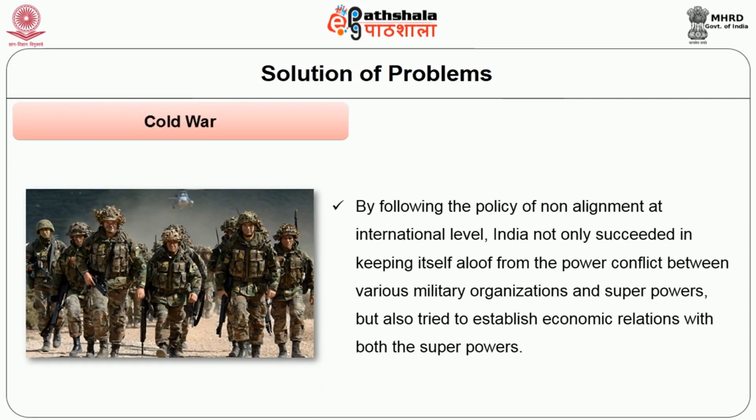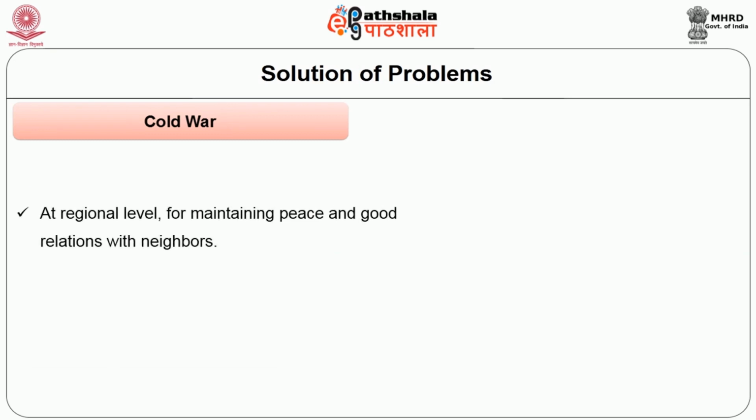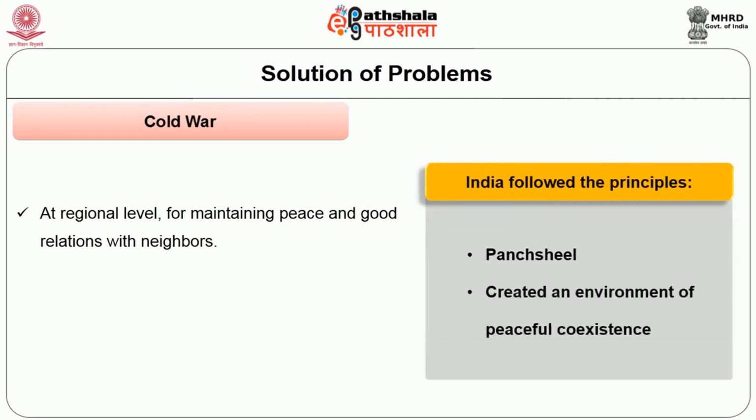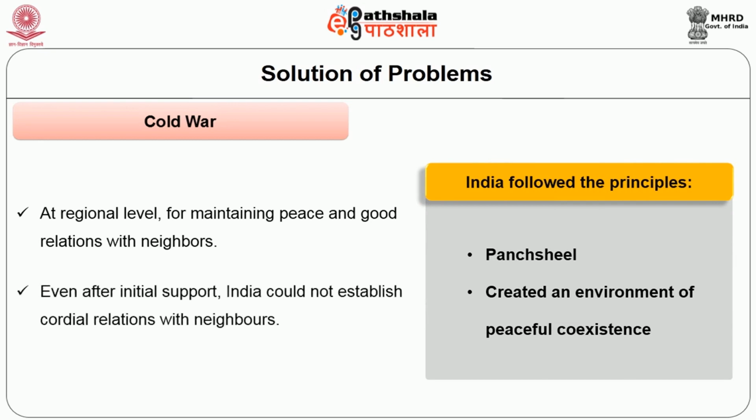Following the policy of non-alignment at international level, India not only succeeded in keeping itself aloof from the power conflict between various military organizations and superpowers, but also tried to establish economic relations with both the superpowers. At regional level, for maintaining peace and good relations with neighbors, India followed the principles of Panchsheel and created an environment of peaceful coexistence. In this context, even after initial support, India could not establish cordial relations with neighbors.